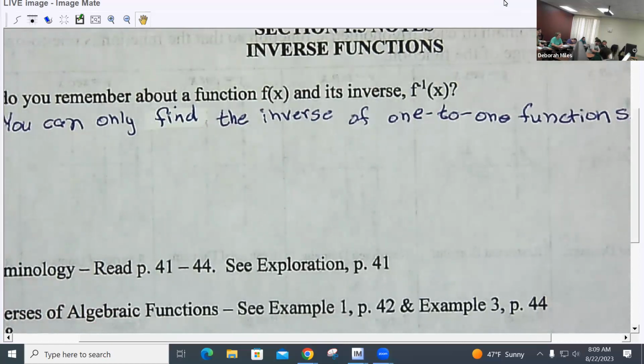A squaring machine. And I'll let you tell me another one. A squaring machine. Why is y equals x squared not one-to-one? Because for some y's, they come from two different x's.